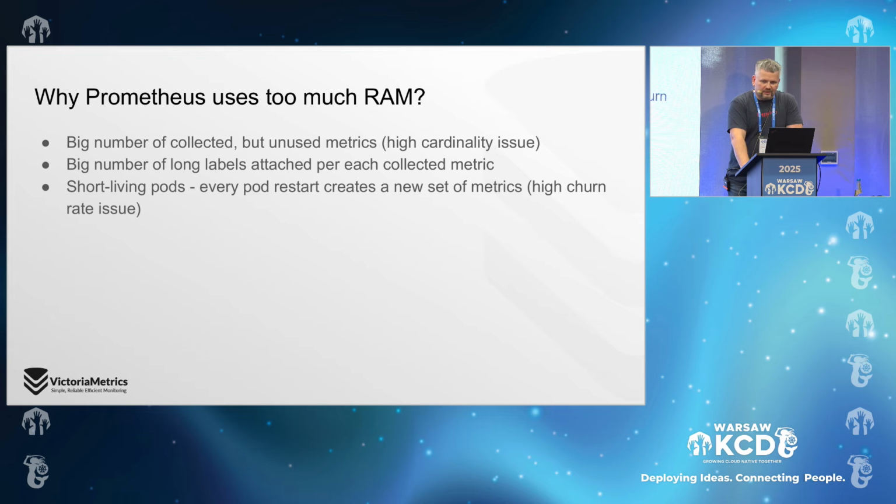And another problem is short-living pods. When the pods in your Kubernetes restart frequently, every new pod generates a new set of metrics. Why? Because every new pod has this pod label, which is required, and if this pod is stateless, this pod label is different per each restart of the pod. And this leads to a new set of metrics or time series which are stored in Prometheus. And this issue has a name. It is named high churn rate.